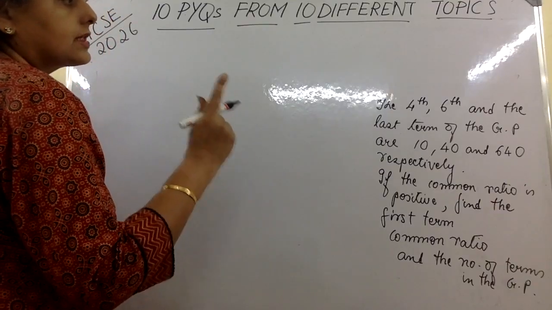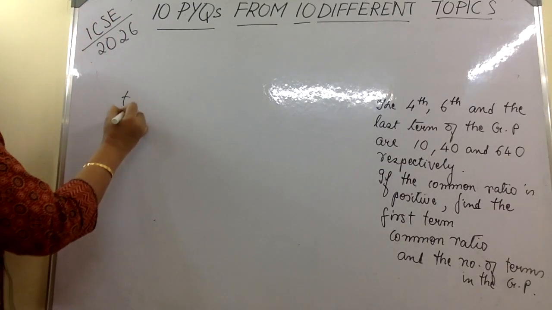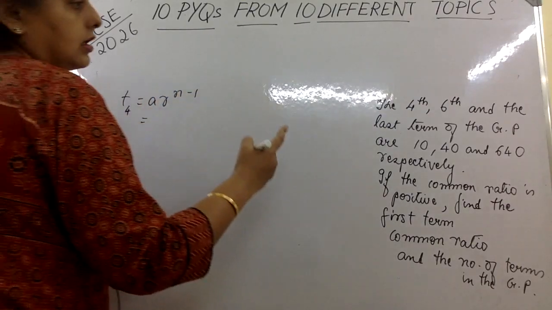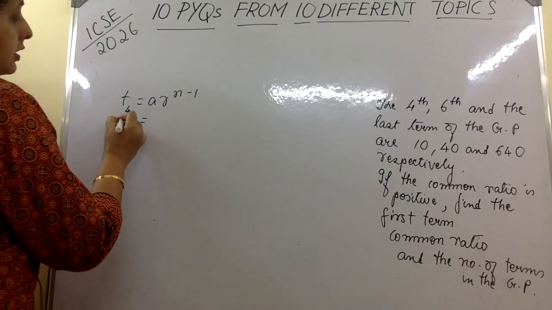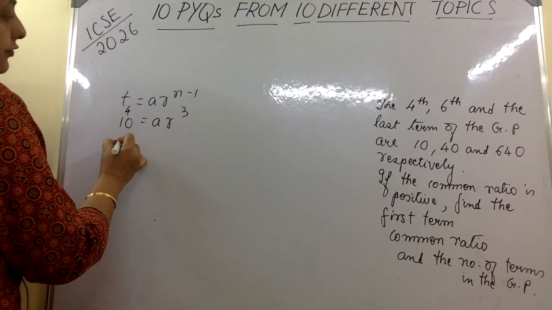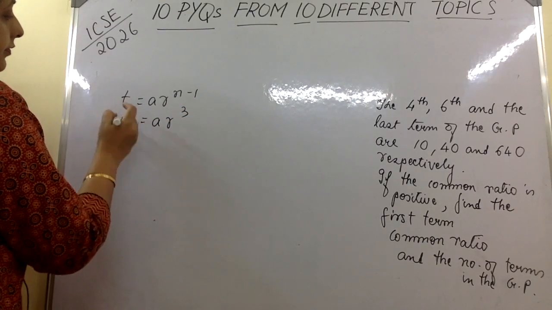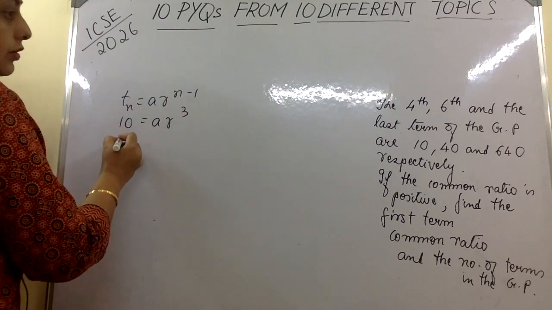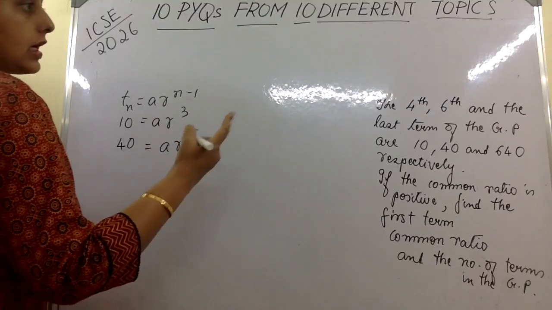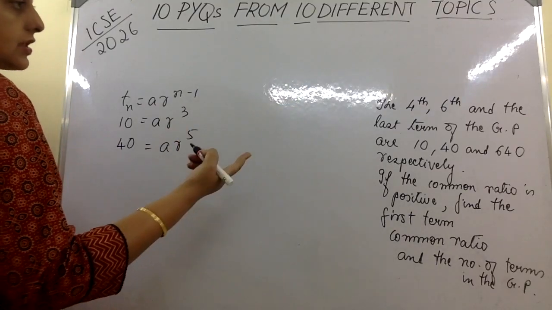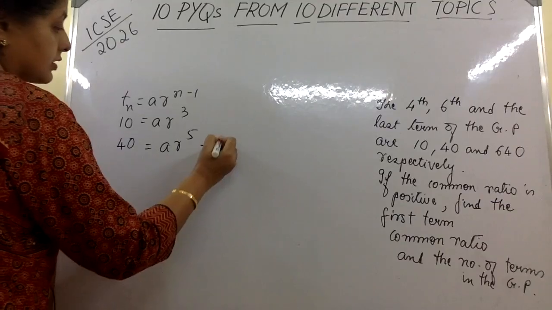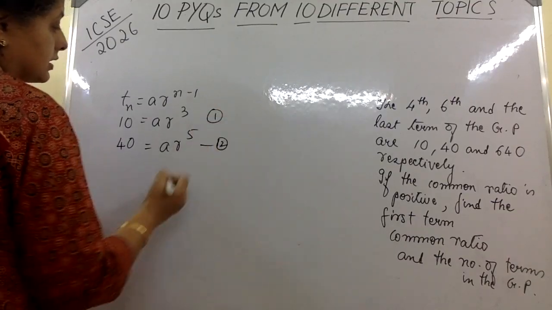Okay, so fourth, sixth and last terms. So T4, a r to the power n minus 1, is 10. So 10 is equal to a r cube, and 40, this is Tn. Now 40 is the sixth term, a r to the power 5. And the last term of the GP is 640. Okay, so let us first divide this by this. So this is equation 2 and this is equation 1.